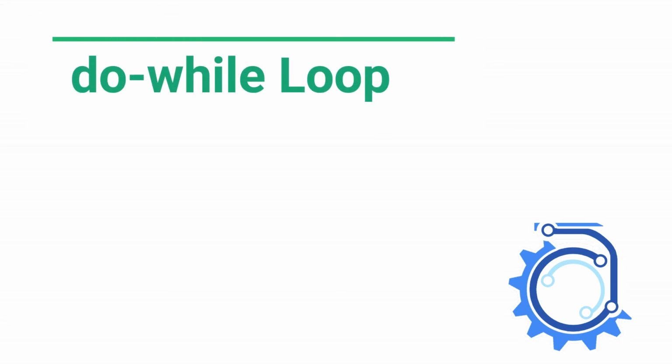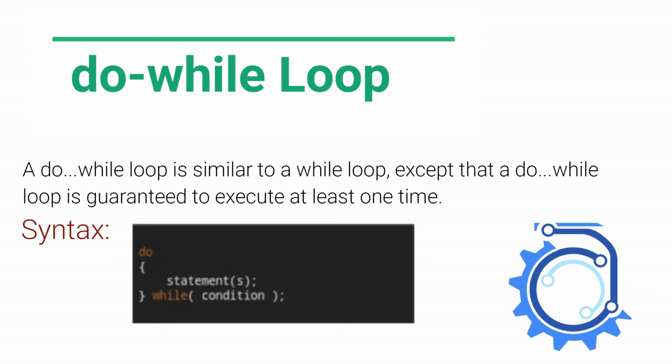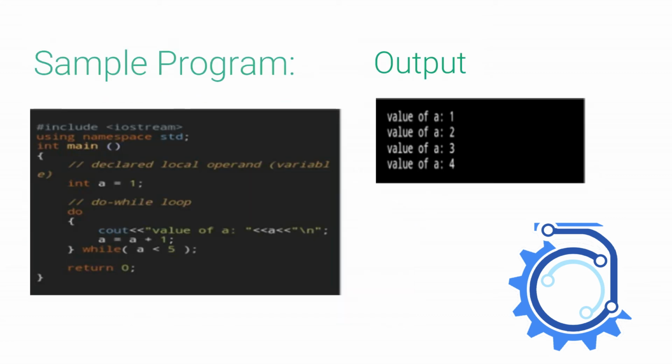Do-while loop. A do-while loop is similar to while loop, except that a do-while loop is guaranteed to execute at least one time. Unlike for and while loops, which test the loop condition at the top of the loop, the do-while loop checks its condition at the bottom of the loop. This is the example program of do-while loop.